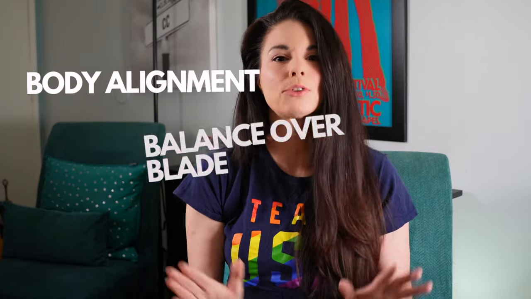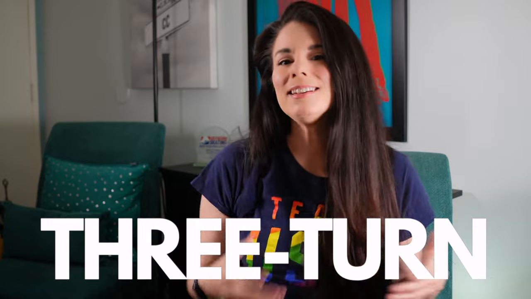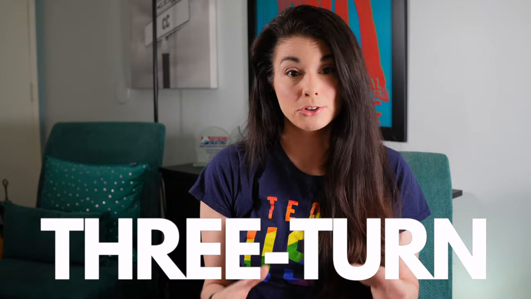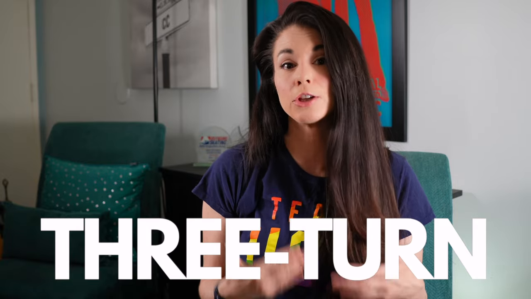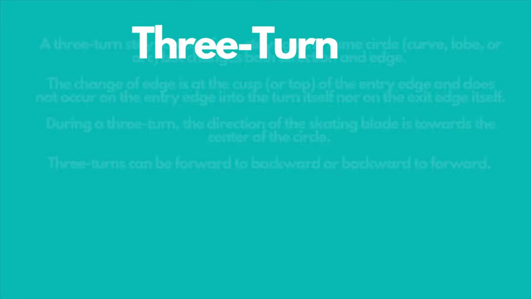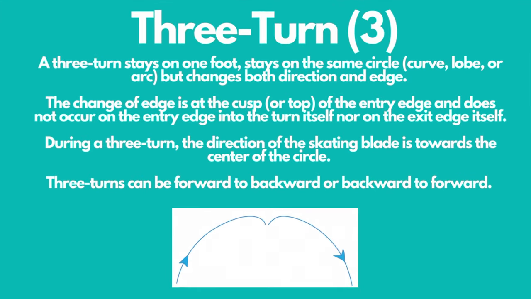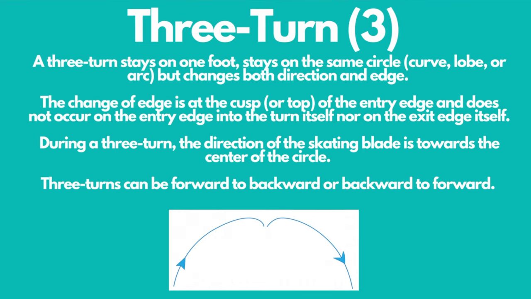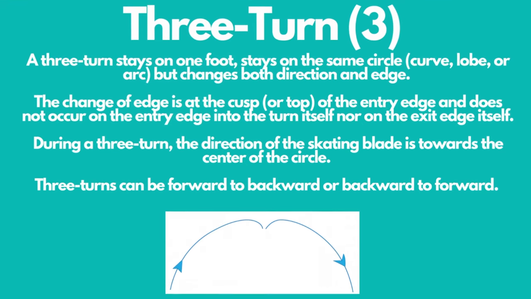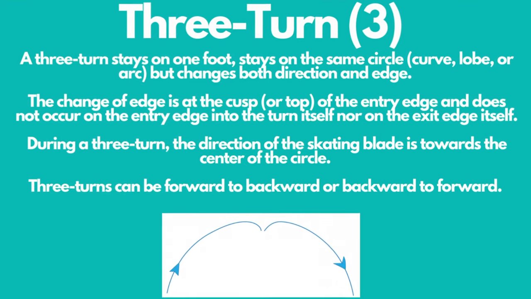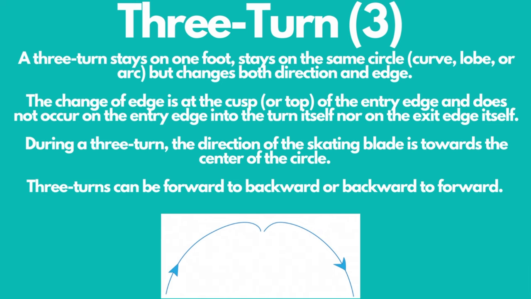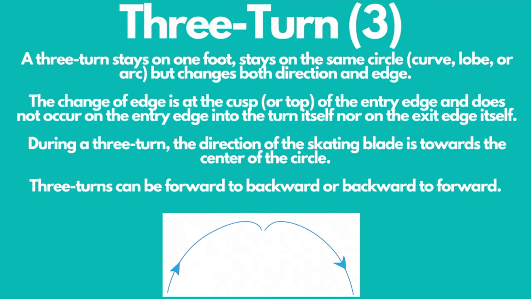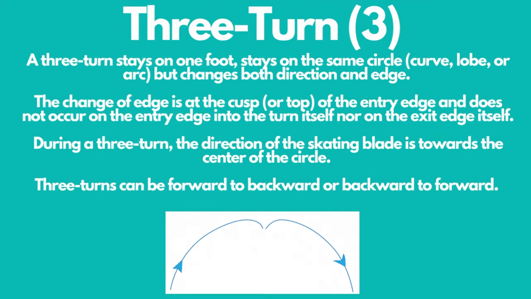Now, let's go over each turn. Three turn. This is the simplest and most basic turn. It's often the first turn that you will learn on one foot. A three turn stays on one foot on the same circle, but changes both direction and edge. The change of edge is at the cusp or apex of the entry edge. It does not occur on the entry edge into the turn itself, nor on the exit edge.